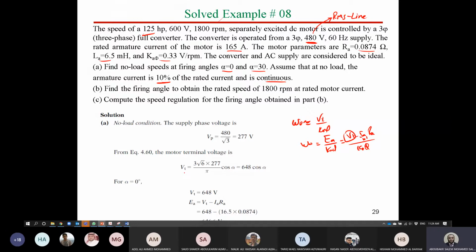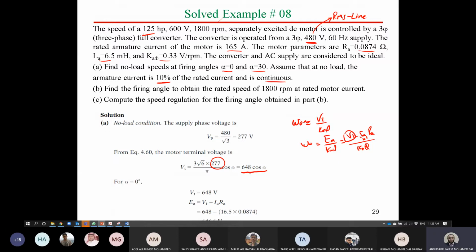We can say now VT, which is the average value of the rectifier, equals 3 multiplied by square root of 6 multiplied by V phase, which is nothing but V line over square root of 3, divided by the value of pi, 3.14, multiplied by cosine alpha. So the relation now is 648 cosine alpha. This represents the average value of the output voltage of the rectifier.